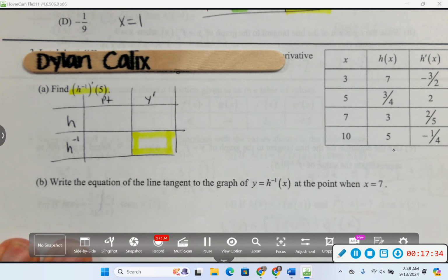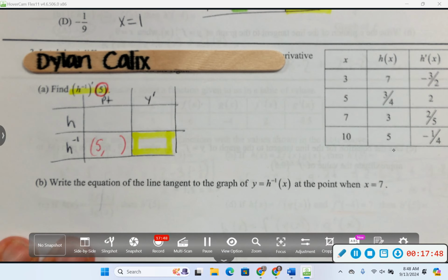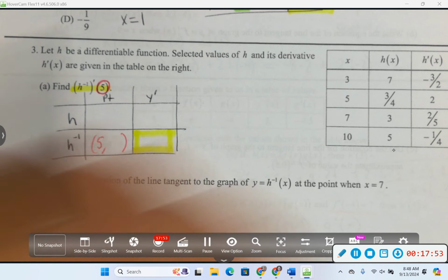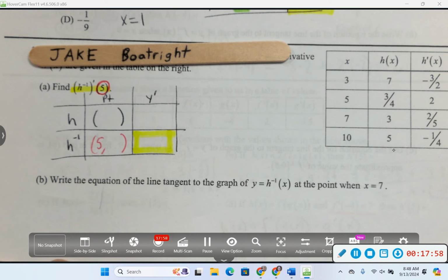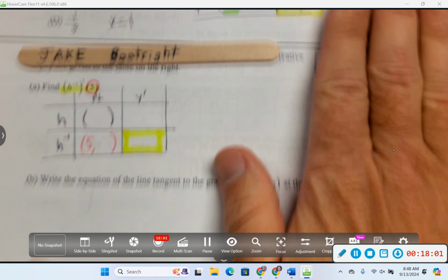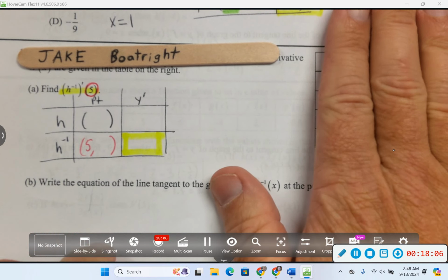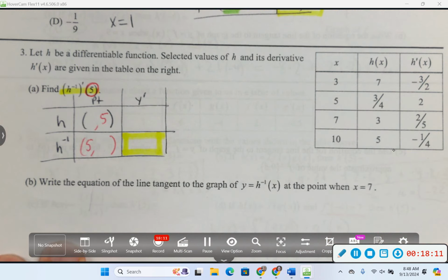All right, Dylan, this 5 right here. Where can that go in my little table? What is that? Good, perfect answer. It's the x of the inverse of h. Okay, well if it's the x of the inverse of h, Jake, I don't even want to go to the table yet. What else can I fill out in my table, not in the provided table? So it's got to be the y of h, because the inverses, so the xy swap thing.